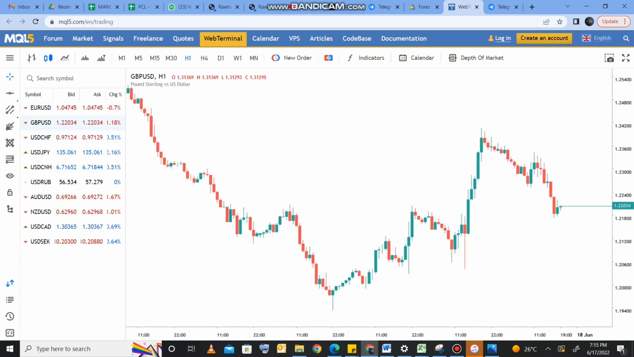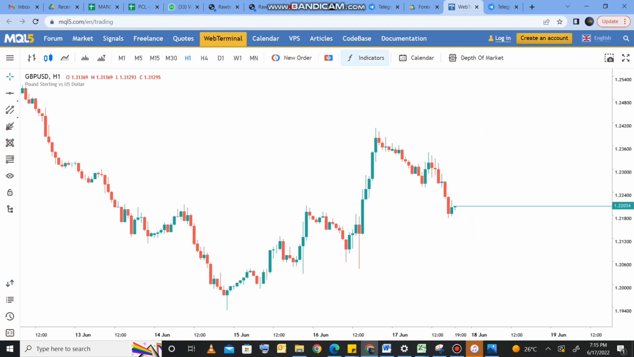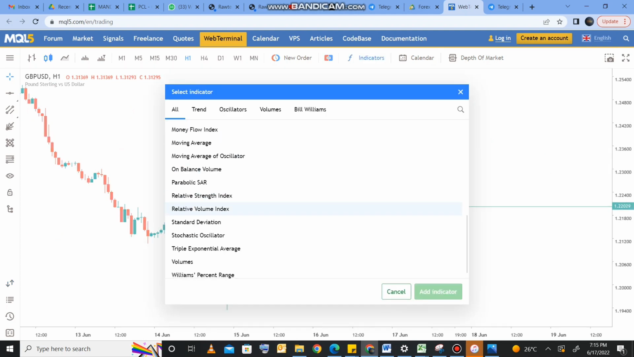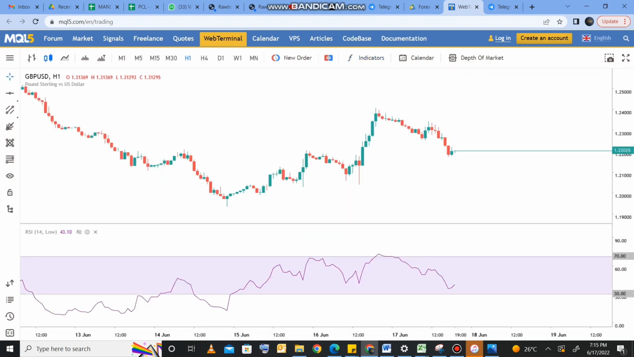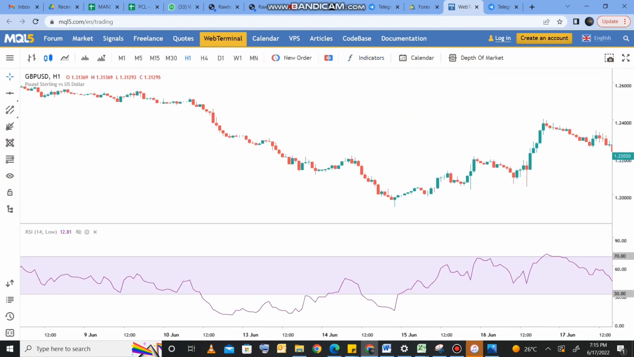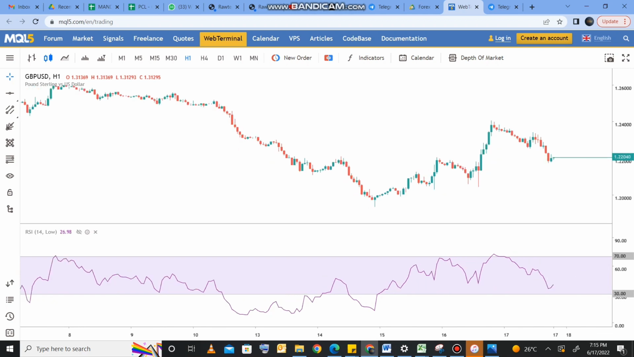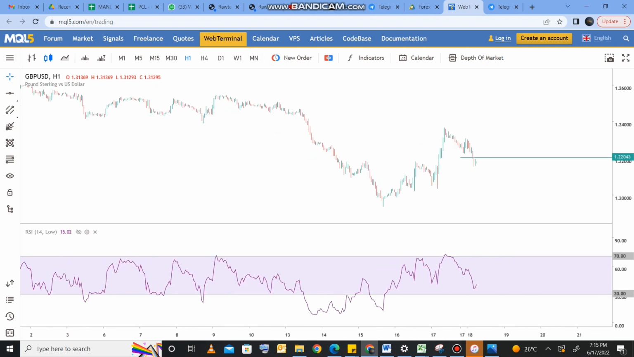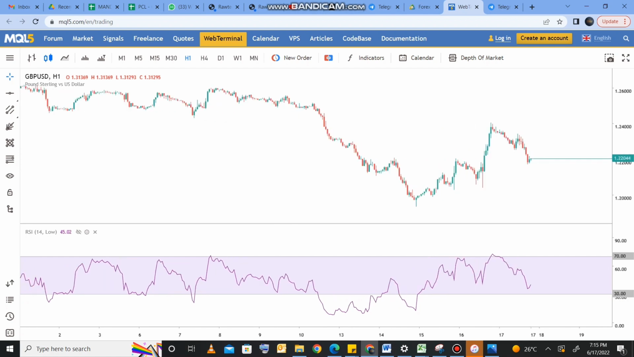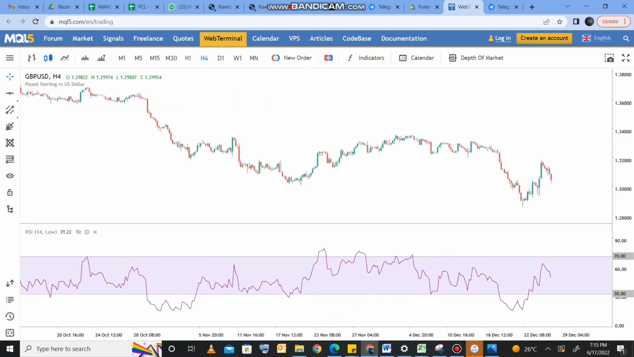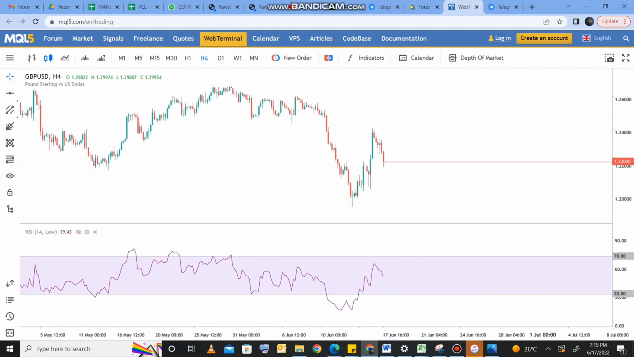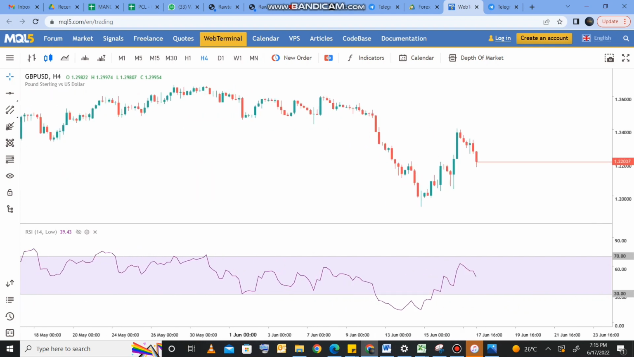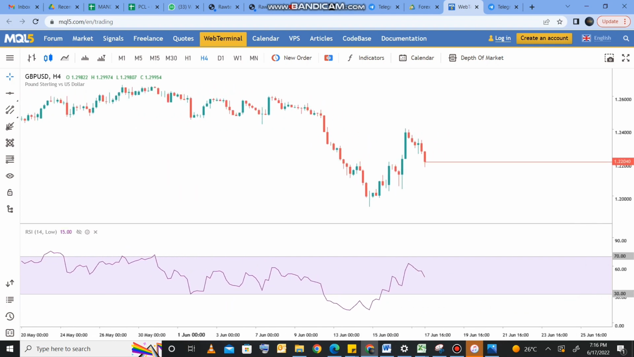GBP USD. We are going to be identifying divergence on every currency, guys. I'm not sure that this works on every currency. So we added RSI. Again, guys, we are looking for divergence. Sometimes it can be hidden divergence. So this is the 1-hour time frame. I'm going to choose the 4-hour time frame. So this is like hidden divergence. Divergence is of very many types. So this is the divergence we have here, guys.